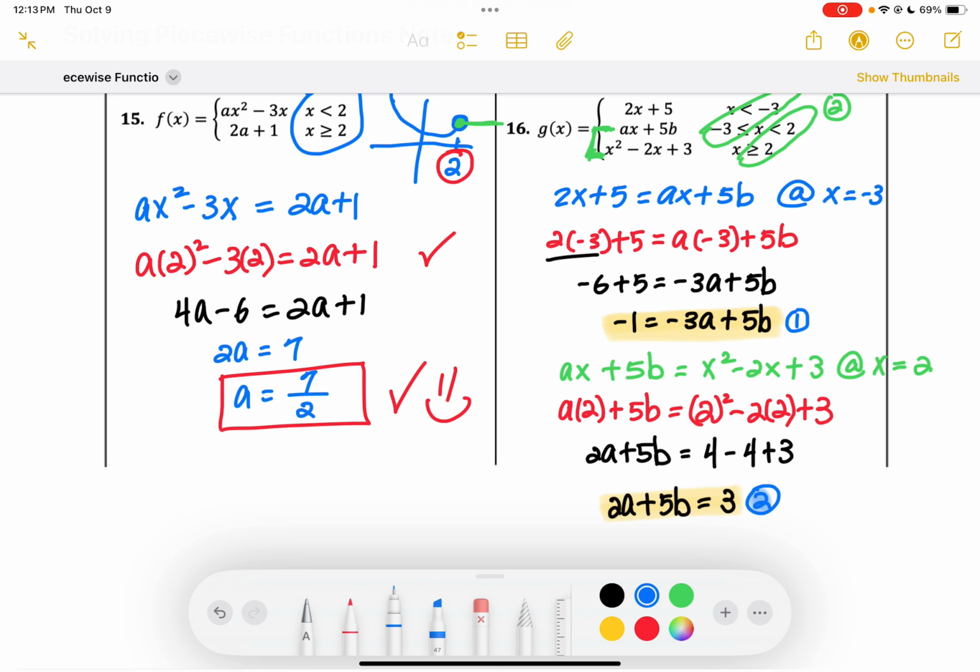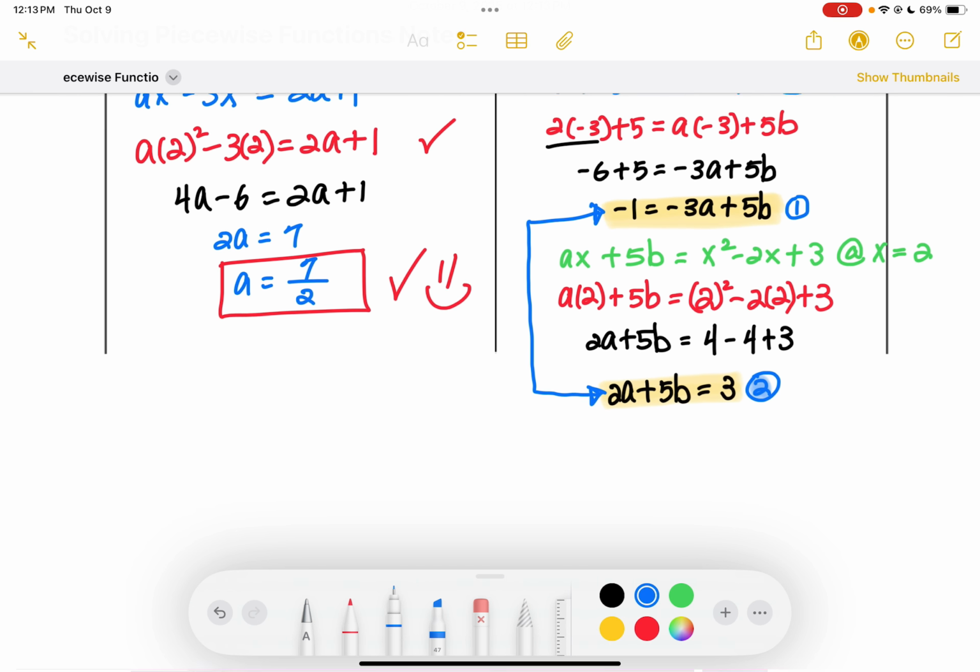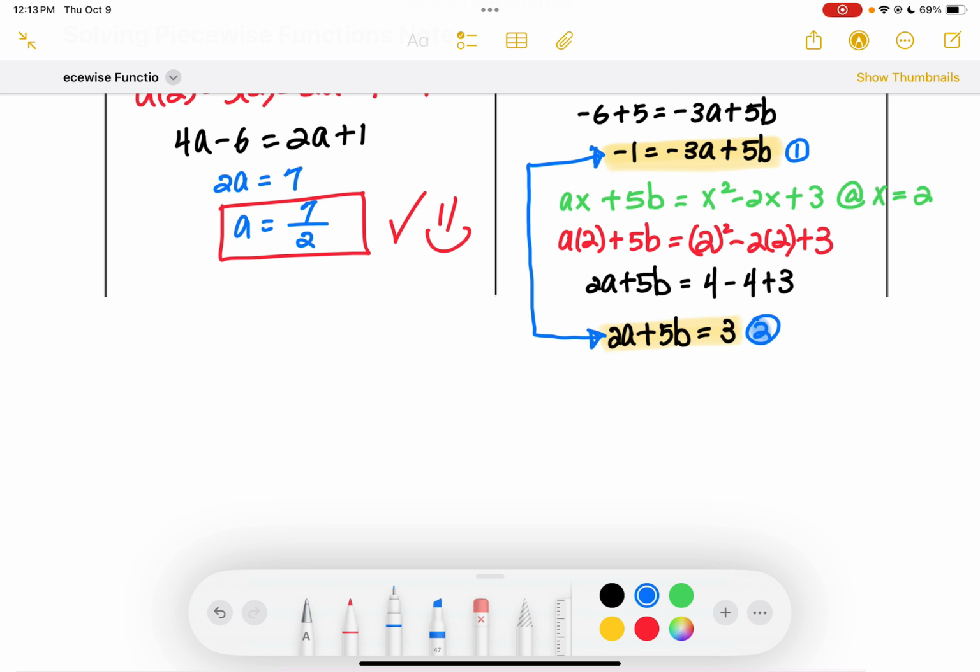So that tells me I'm going to use those two equations and set it up as a system of equations to solve it. So here we go. What you see is what you got. Now, I like to make everything look fancy, so I'm going to write this as negative 3a plus 5b is equal to negative 1, and 2a plus 5b is equal to 3.